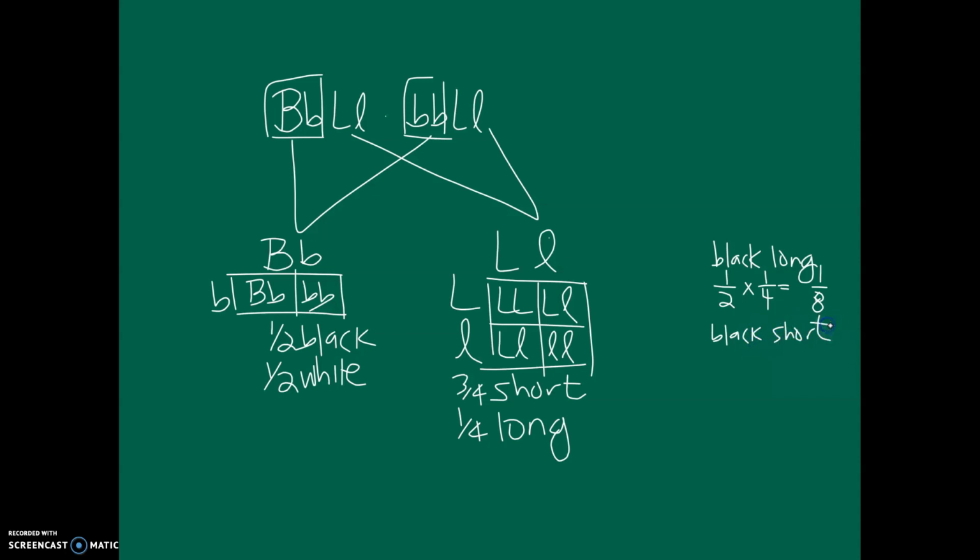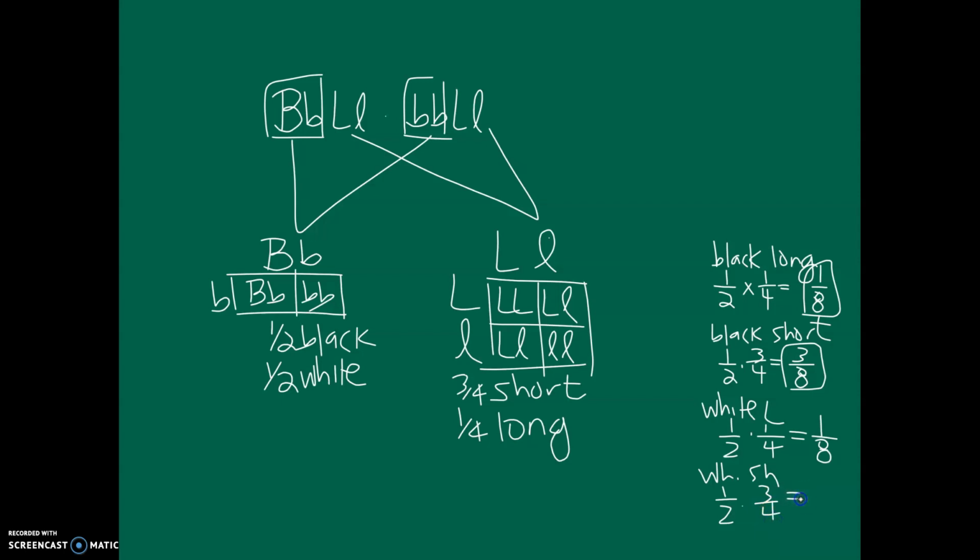Now let's get the chances of black and short. The chances of black are 1/2. The chances of short are 3/4. 1/2 times 3/4, 3/8. Now let's do white and long. It's going to be a 1/2 chance of white times a 1/4 chance of long, and that's going to give me 1/8. And then white and short, 1/2 chance of white, 3/4 chance of short, 3/8. If you do this right, these should all add up to 8/8.